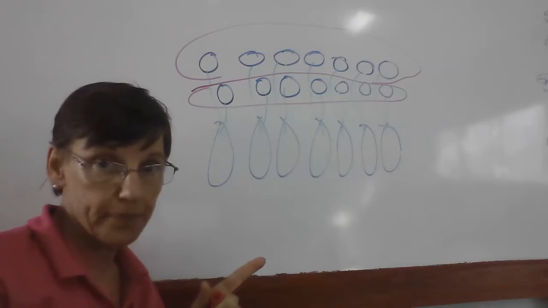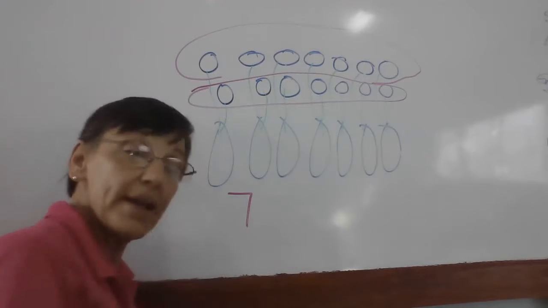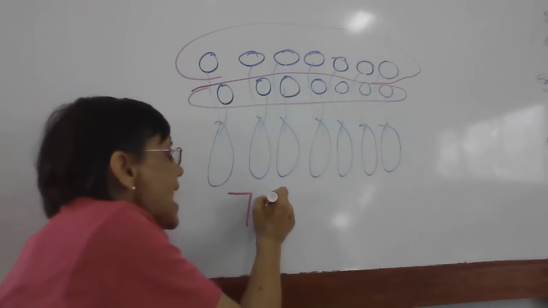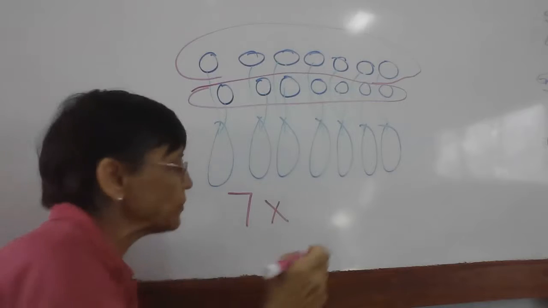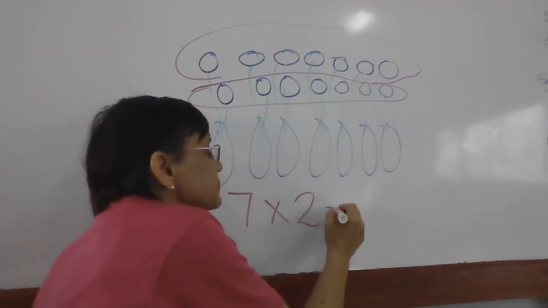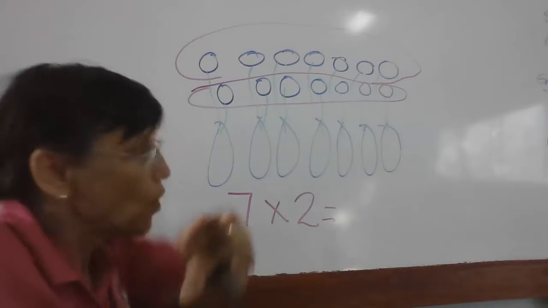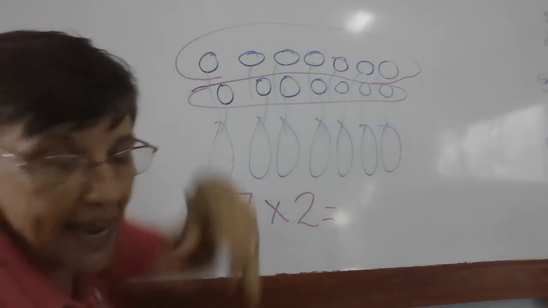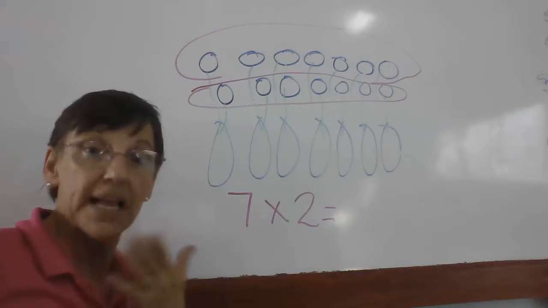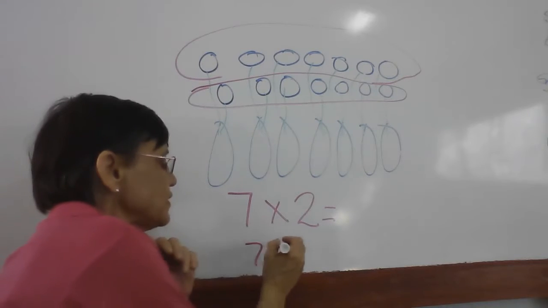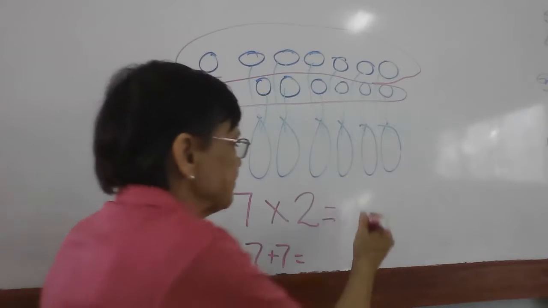Now, first of all, we have 7 vases. We have 7, and each one has 2 flowers in it. Okay, so what do we have? We have 7, 2 times. 1 time, 2 times, okay? 7, we have it 2 times, right? So what is 7 plus 7? 1 seven, 2 sevens, right? 7 plus 7 is what? 14.